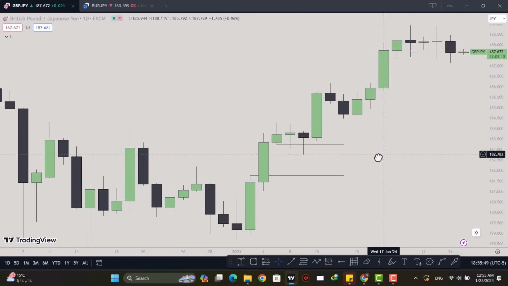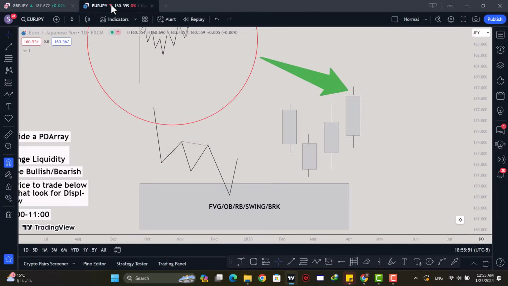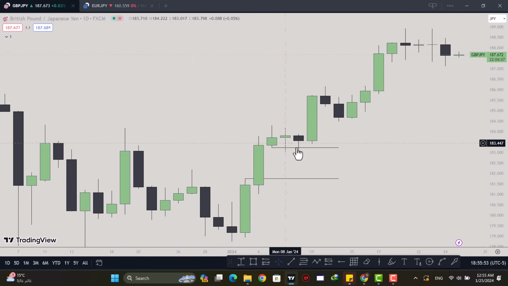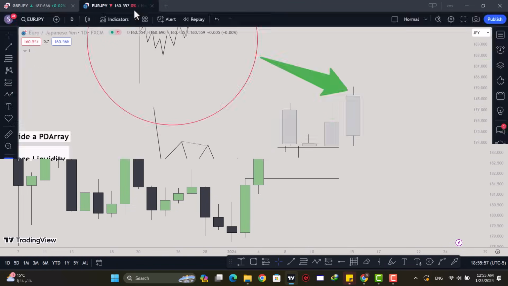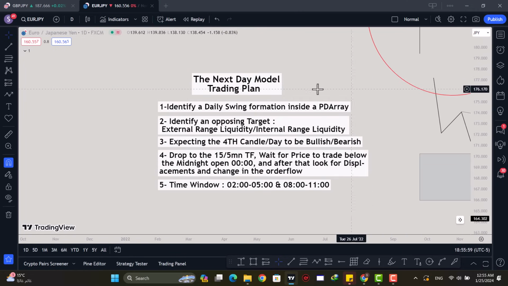Price went to this fair value gap, and we also formed a swing formation right here. So let's go back to the trading plan. We have identified a daily swing formation inside a PD array. All right, that's good. We have that here.